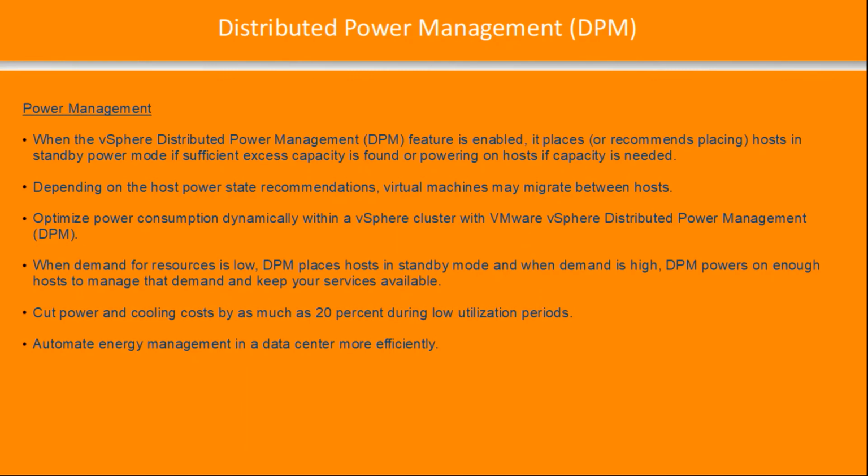DPM, another technology based on DRS, allows an organization to save on power consumption. When DPM is enabled, it can recommend or place hosts in standby power mode if sufficient capacity is found on other hosts. It can optimize power consumption dynamically. When demand for resources is low, DPM can place hosts in standby mode, thereby saving on power consumption. And as demand grows, DPM can power on hosts to meet that demand.